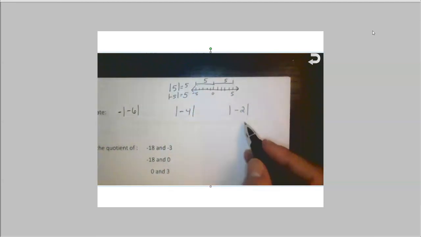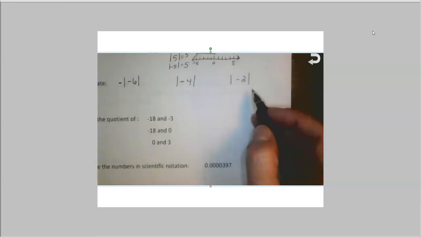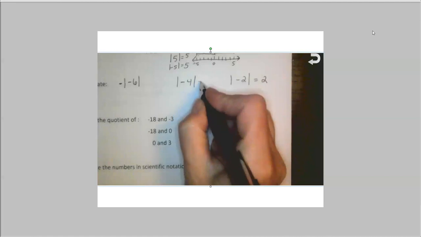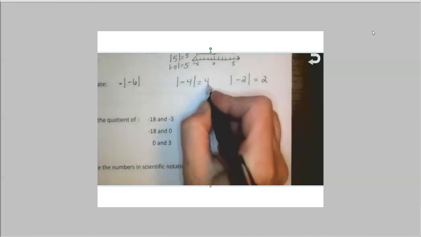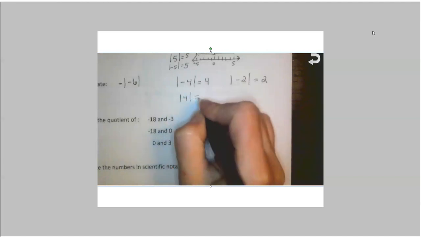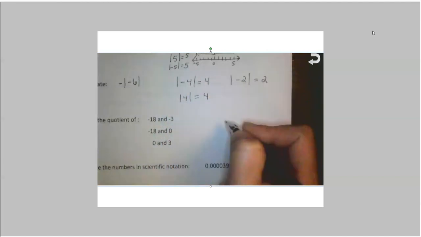I'm just going to work backwards here. If I had the absolute value of -2, that would equal +2. If I had the absolute value of -4, that would equal +4. If I had the absolute value of +4, that is still +4. It's the distance that number is away from 0 on the number line.